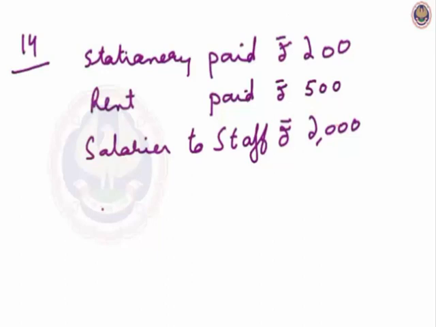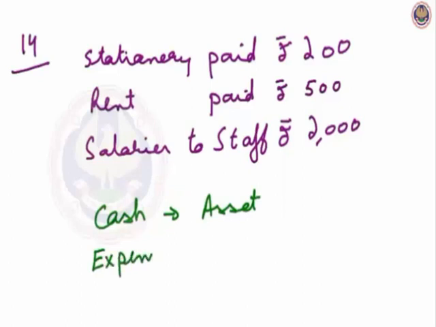So amount is paid, so the accounts involved are, one is cash. Cash is an asset. And the other is expenses. Cash is an asset. Second is expense.